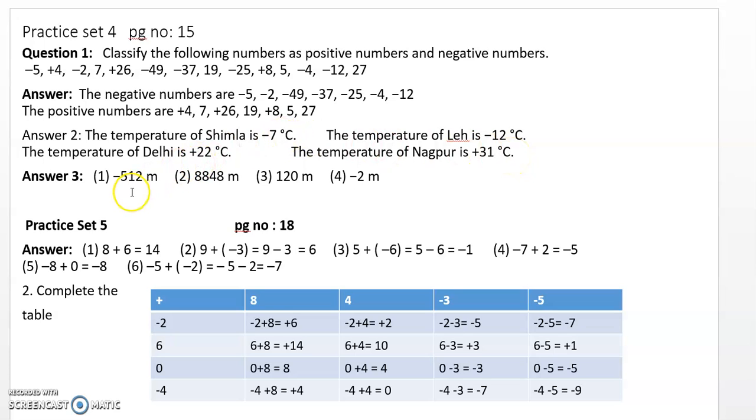Now come to the third question, you refer to the textbook. A submarine is at a depth.